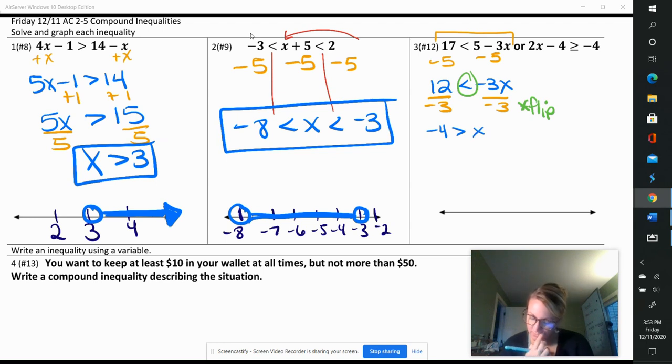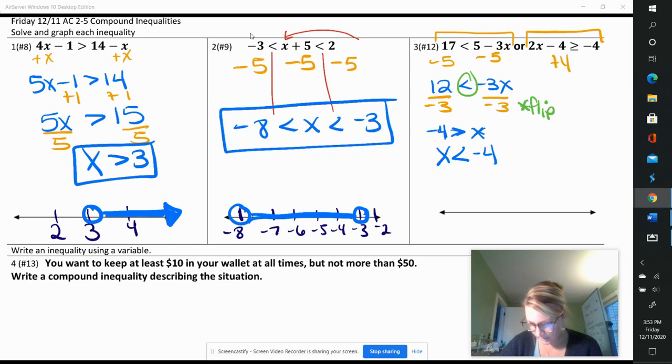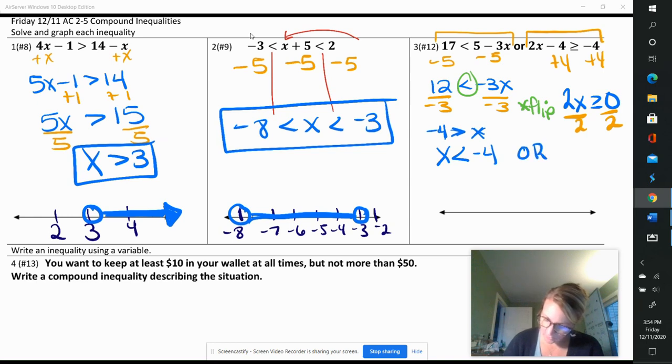And so if I want to flip this, if I read from right to left, it says x is less than -4. So I can rewrite it as x is less than -4. So now for the right inequality, we're subtracting 4. So we want to add 4 first. -4 plus 4 is 0. So then I'm multiplying x by 2, so I want to divide by 2. So x can be less than -4, or x can be greater than or equal to 0.